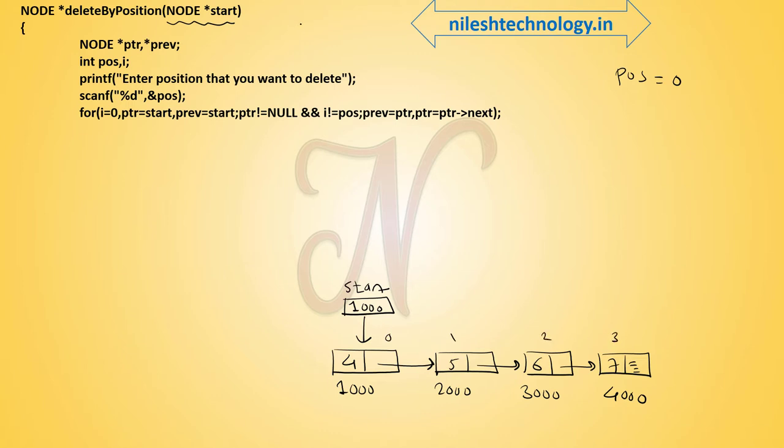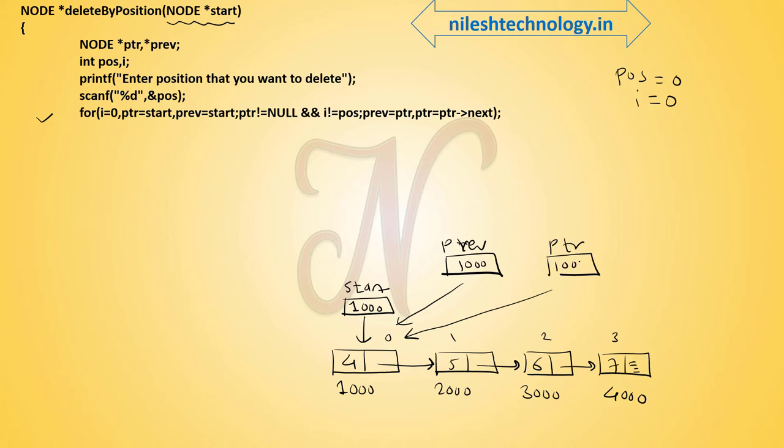So if position is 0, then by using this for loop, i equal to 0, ptr equal to start and prev equal to start. See here, this is your prev, this is your ptr. Both are pointing to this node 1000. Here we initialize the three statements: i equal to 0, ptr equal to start, prev equal to start. Now the condition is that ptr is not equal to null. See here, ptr is not equal to null.